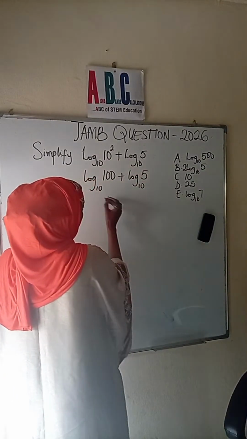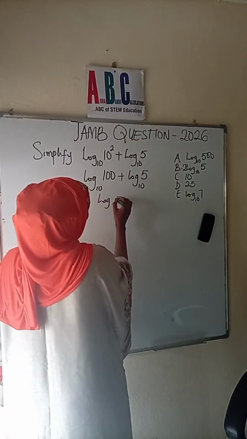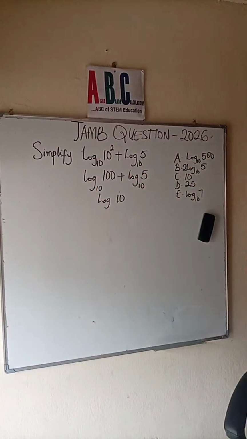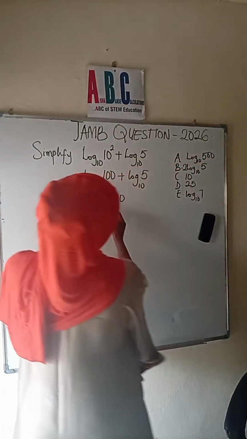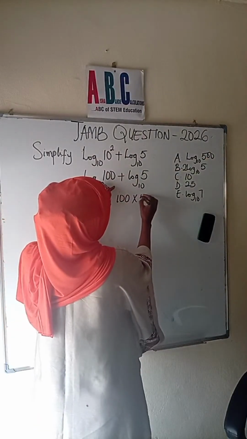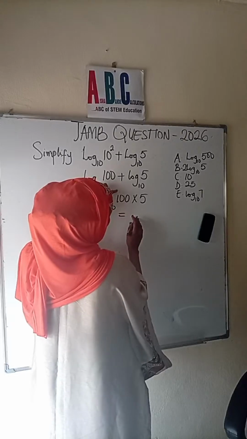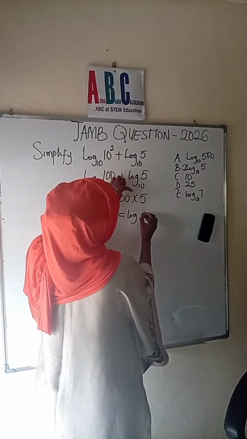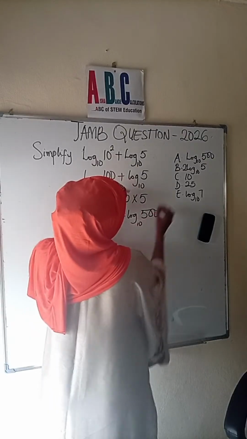So what do? The logs are what? The bases are equal. So this becomes log what? So what do since the bases are equal? Since the bases are equal, what do? So you pick one of them, right? So this is going to be log 100. So what do? We multiply it times 5 base 10. So this is equal to log what? 100 times 5 is what? 500 base 10. So the answer is A.